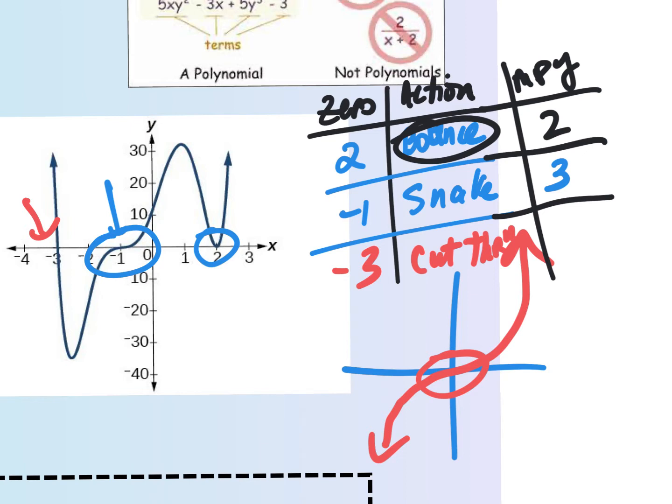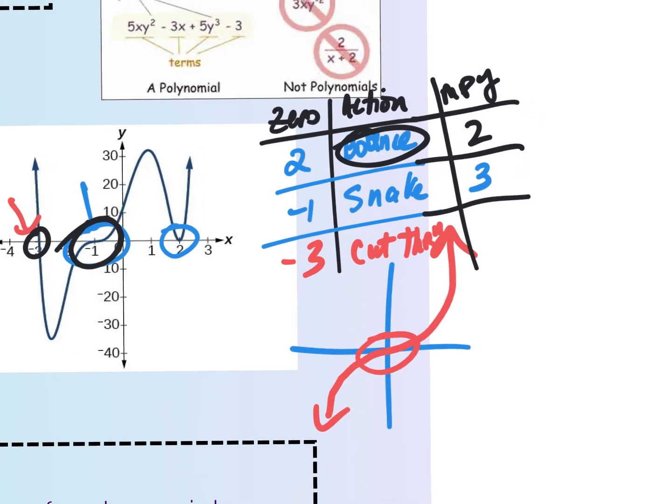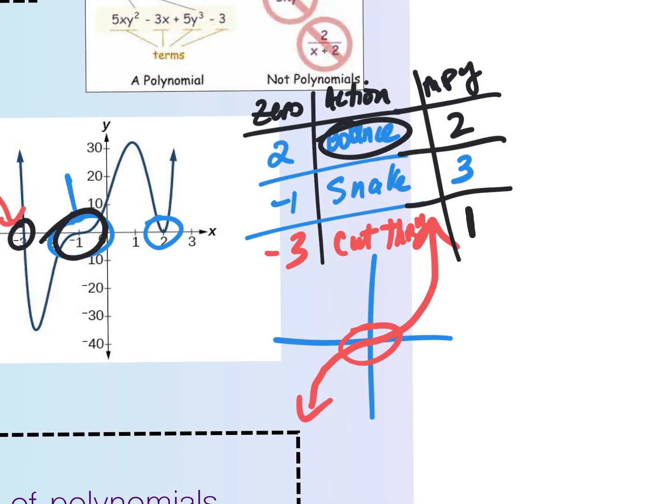But it is definitely not a bounce, okay, because it's just going directly through the root. It's not bouncing off of it. And it's not snaking through it like the other one did. All right? And that is a multiplicity of 1. So what does that mean?